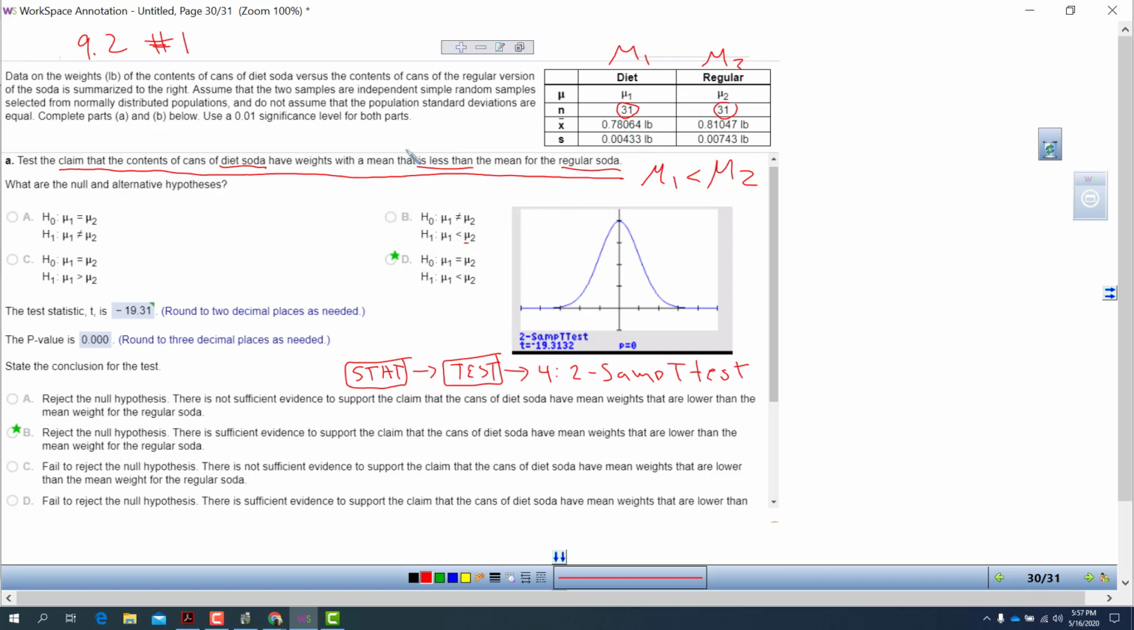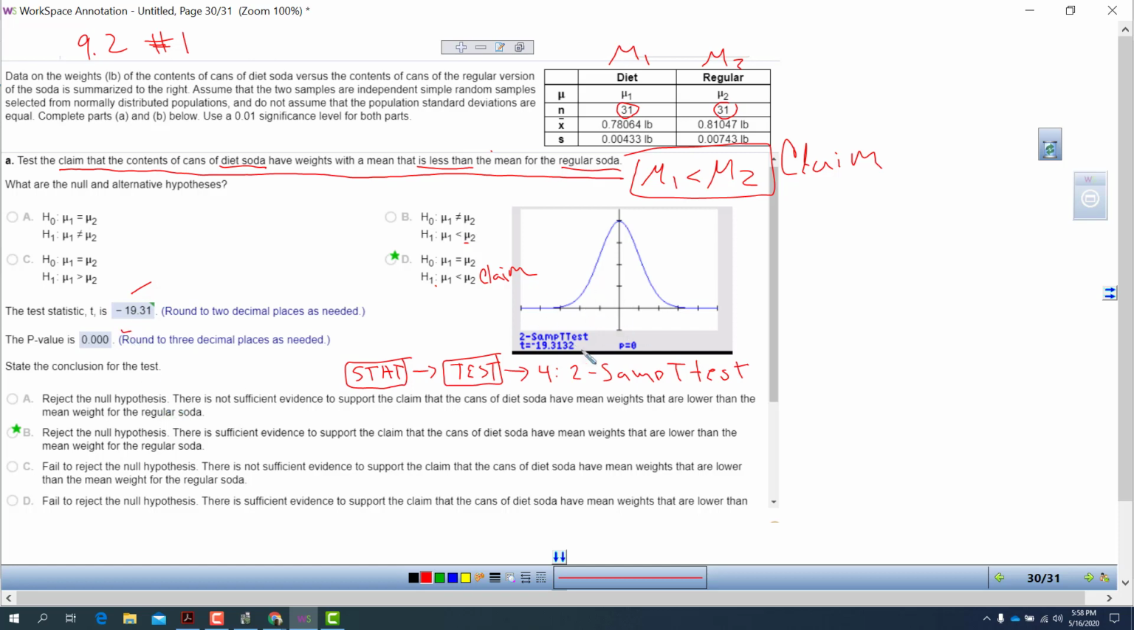So since the claim is that the mean mu one, let's call this mu one, the one from the Diet Coke, is less than mu two, the regular soda, this is the claim, according to this paragraph. Since the claim contains an inequality, it has to be in the alternative hypothesis. Remember, the null hypothesis only contains equality. So the claim is here. So the next step is finding the test statistic and the p-value.